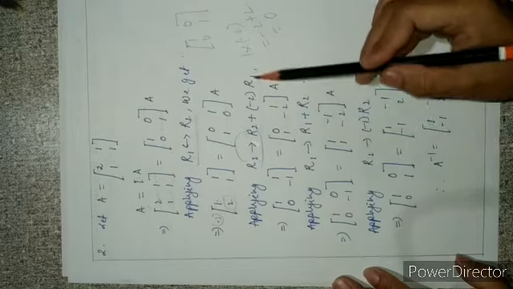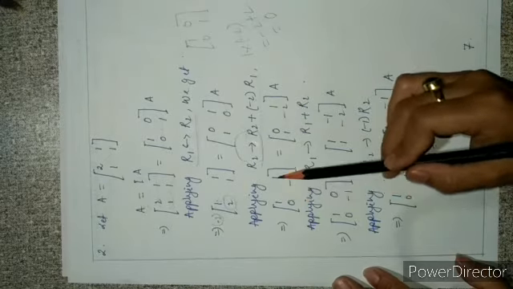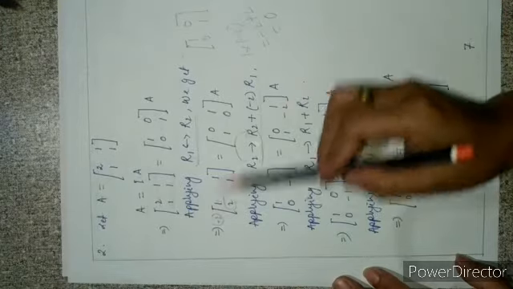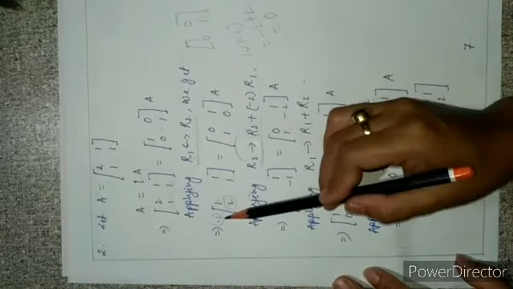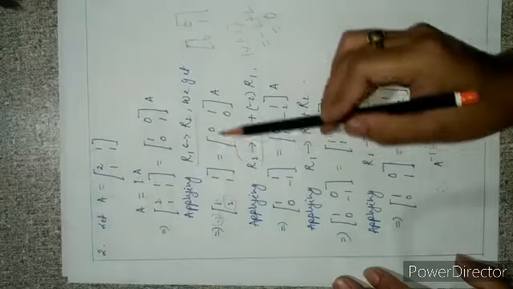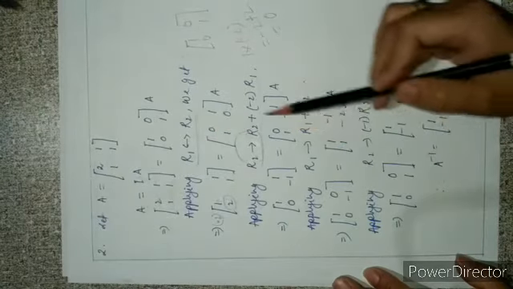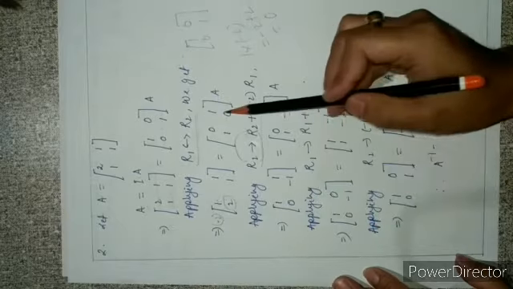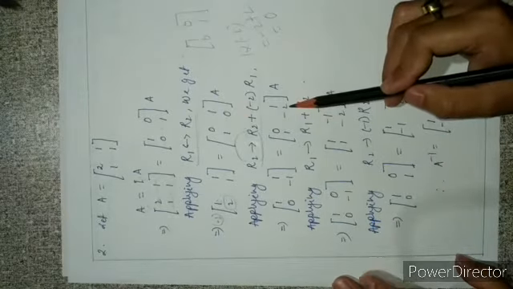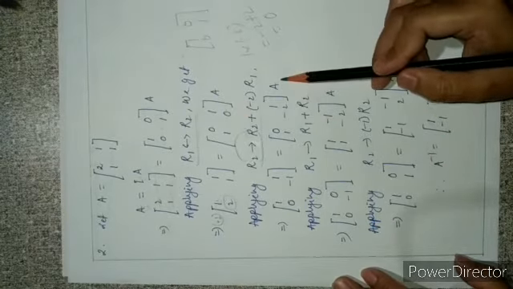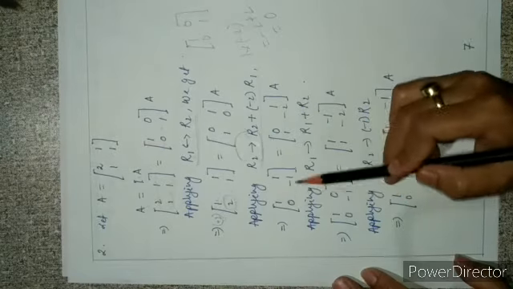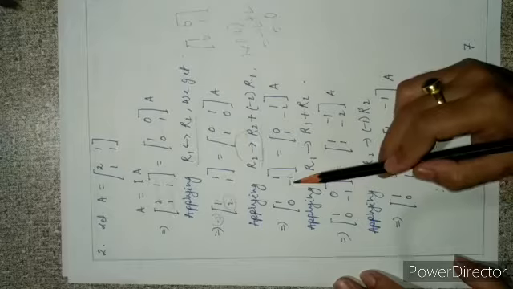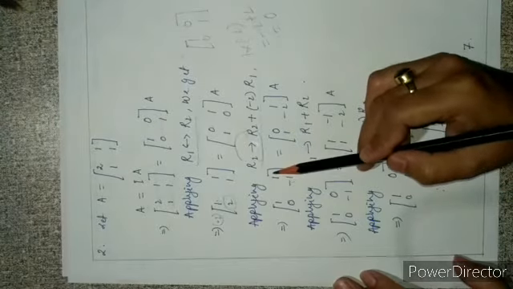The first row remains the same: 1 1 0 1. Multiply the elements of the first row by minus 2. 0 into minus 2 is 0, 0 plus 1 is 1. 1 into minus 2 is equal to minus 2. Then write matrix A: 1, 1, 0, minus 1.